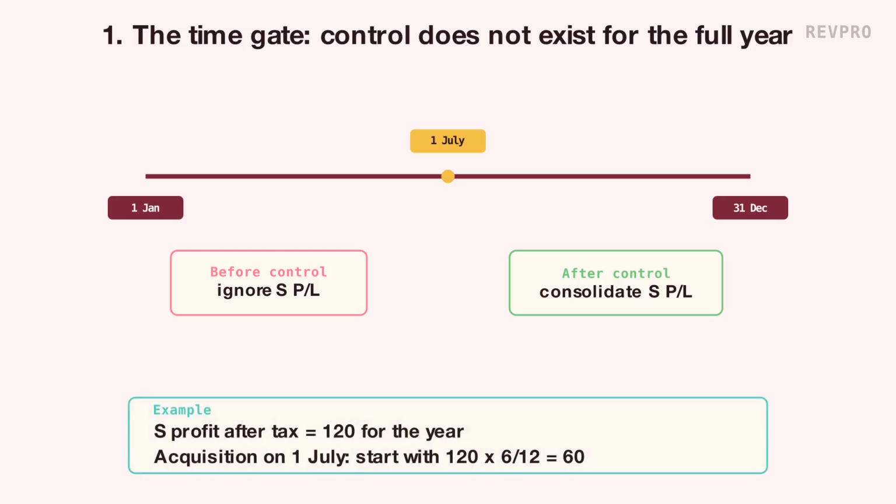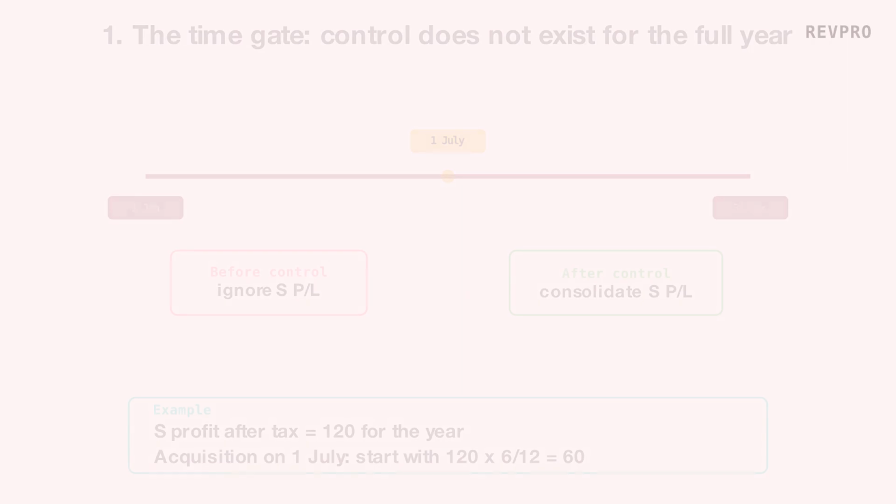Example, the parent acquires the subsidiary on 1st July. The year end is 31 December. That is 6 months of control, not 12. If the subsidiary made profit after tax of 120 for the full year, the group starts with 60 before any extra adjustments. The same logic applies when control is lost during the year. Consolidate up to the disposal date only. The exam habit is simple. Draw the year first, put the transaction date on the line, then calculate.